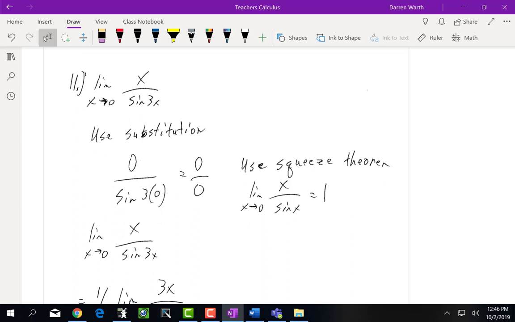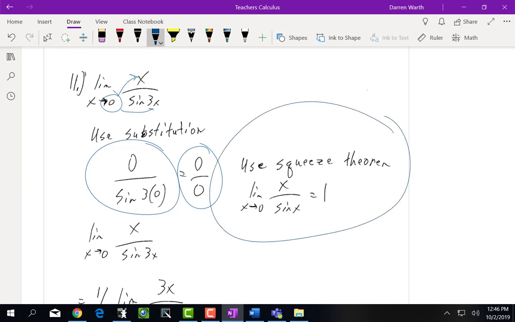Okay, number 11, it says find the limit as x approaches 0 of x over the sine of 3x. So you're going to use substitution. I'm going to go ahead and substitute in the 0 into my x values. And when I do that, I get 0 over the sine of 3 times 0. Well, the sine of 0 is going to be 0. And so I've got 0 over 0. So I'm going to use the squeeze theorem. The squeeze theorem says the limit as x approaches 0 of x over the sine of x is going to equal 1.